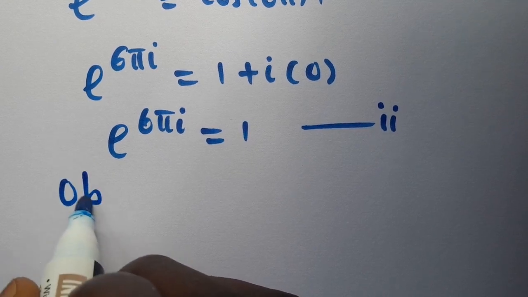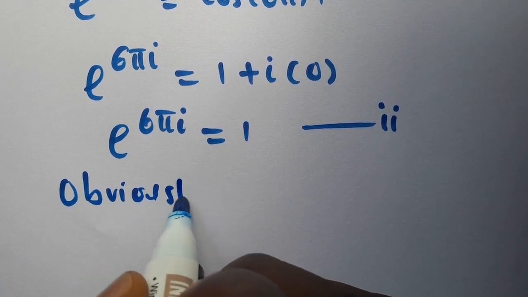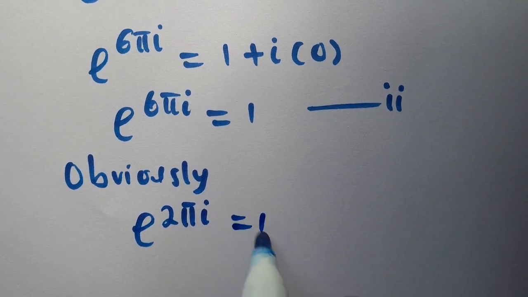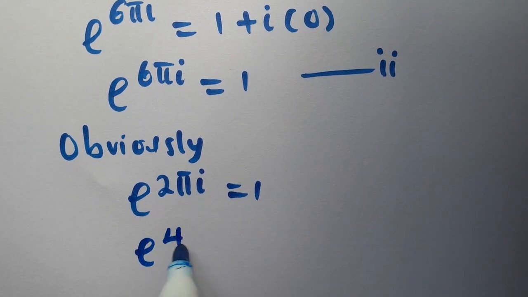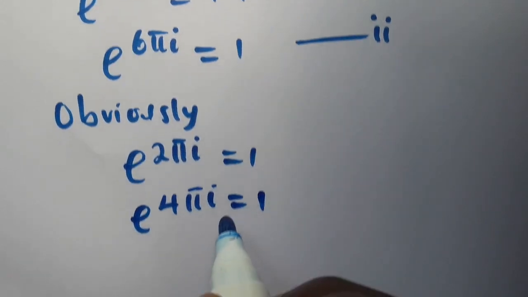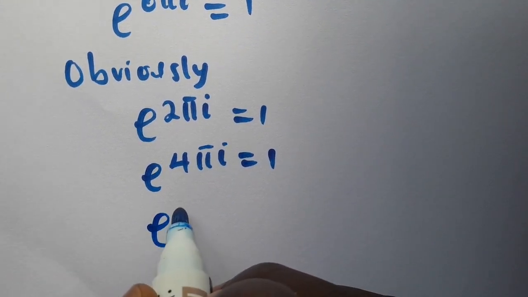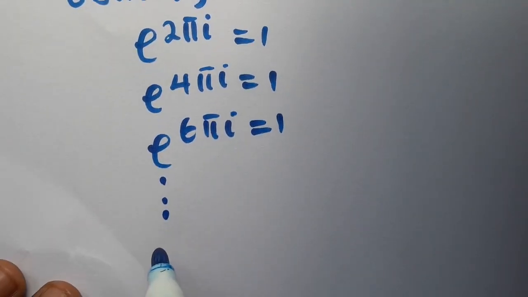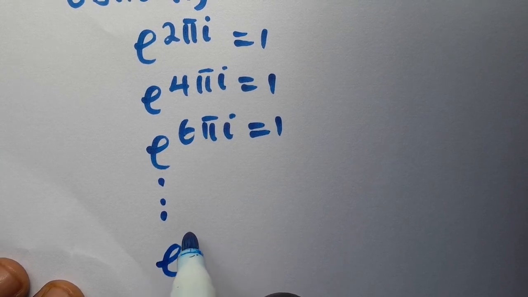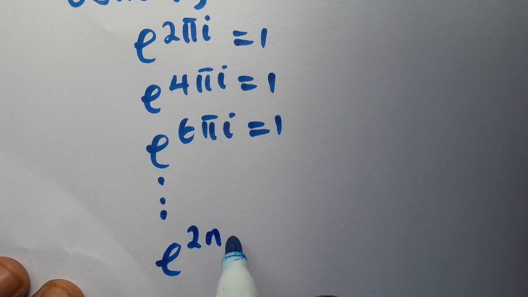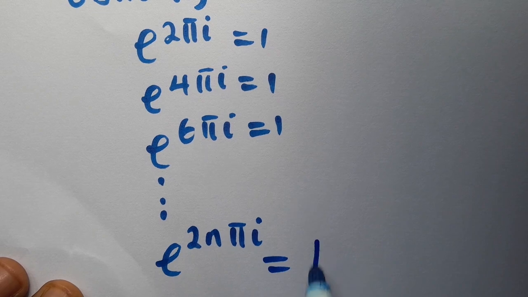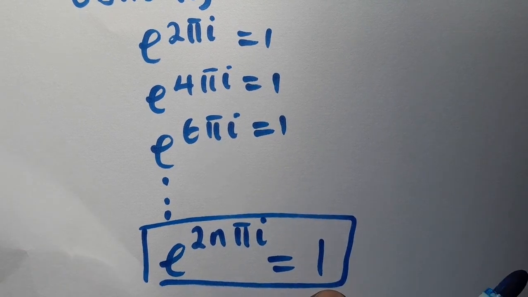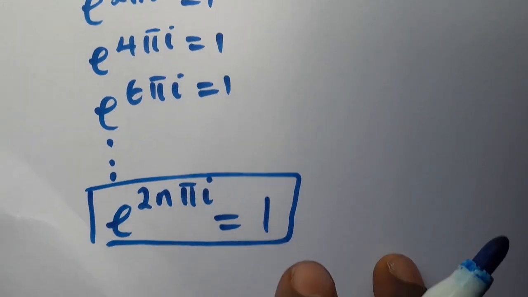Now obviously we can see that e to the power of 2 pi i equals 1, e to the power of 4 pi i equals 1, e to the power of 6 pi i equals 1. So therefore we can trace this down and have it to be e to the power of 2n pi i equals 1. And this is the general expression of it, and we want to apply this in our own case.